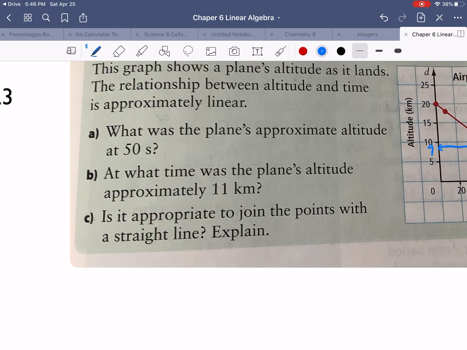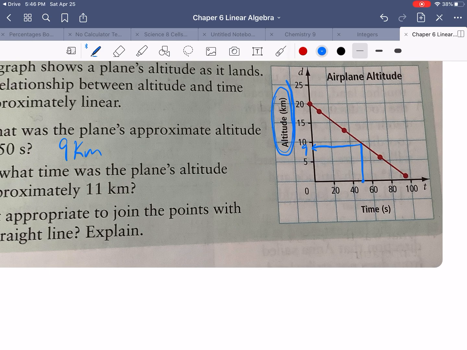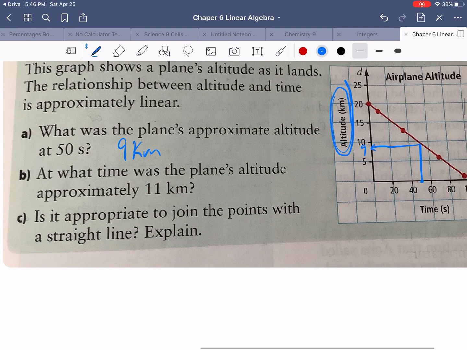So what's the plane's approximate altitude at 50 seconds? I'm going to say about 9 kilometers. Remembering that we have to use these units in the graph because that was what it was. So that's what I did. I found 50. I went straight up. I went straight across, and that was done.